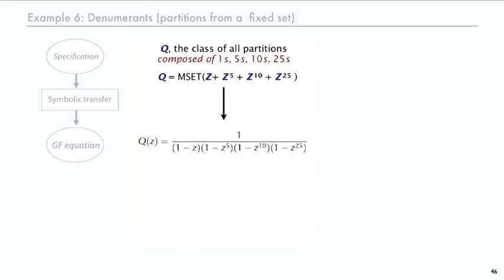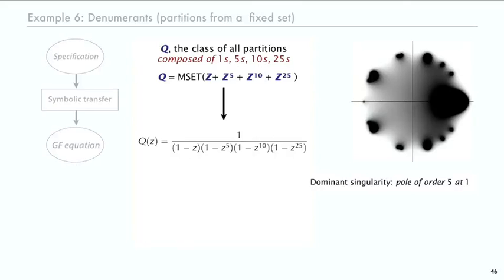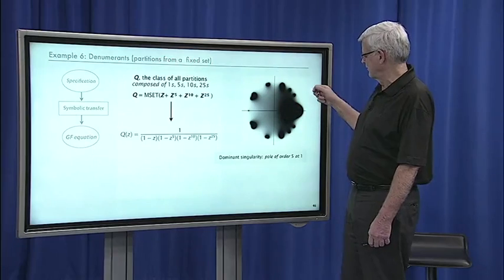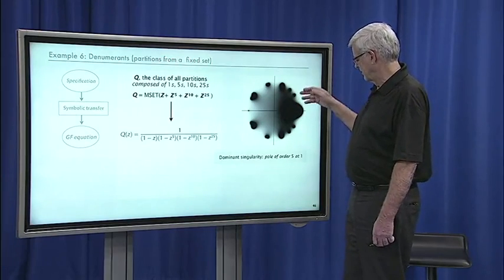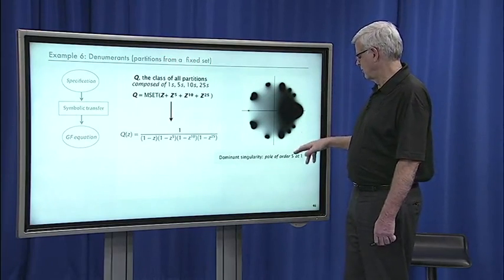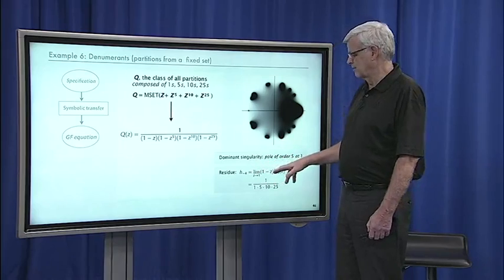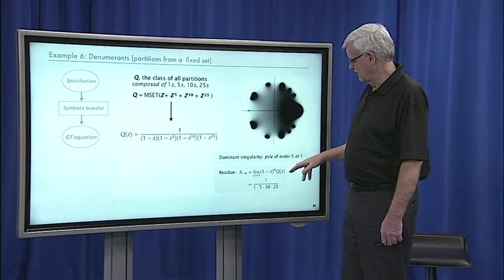What we're interested in is the zeros of the denominator. In this case, we have a higher order pole at z equals 1. And this is the plot of this function. It kind of mixes up the roots of unity. But at 1, there's a pole of order 5. So we have to do a more complicated residue calculation.